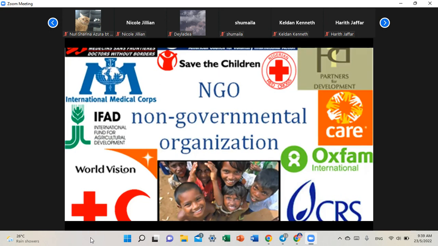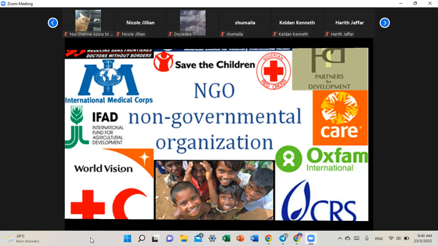Here you can see some examples of international NGOs. So you have here the Nigerian Red Cross, which is also under the ICRC. We have International Medical Corps, and then for economic we have the International Fund for Agricultural Development. We also have Oxfam International and whatnot.